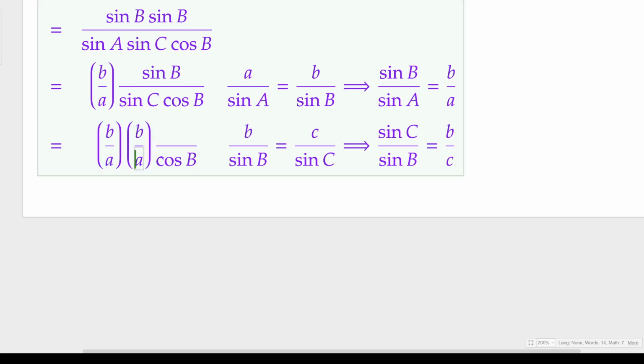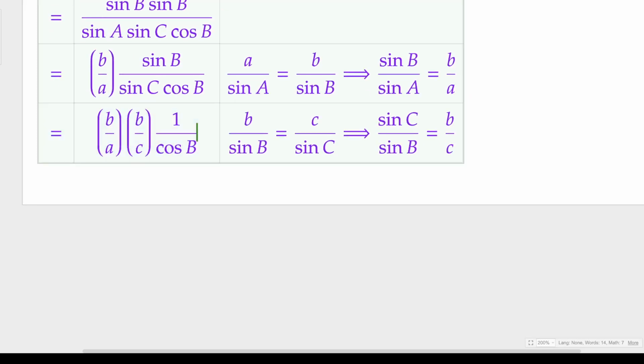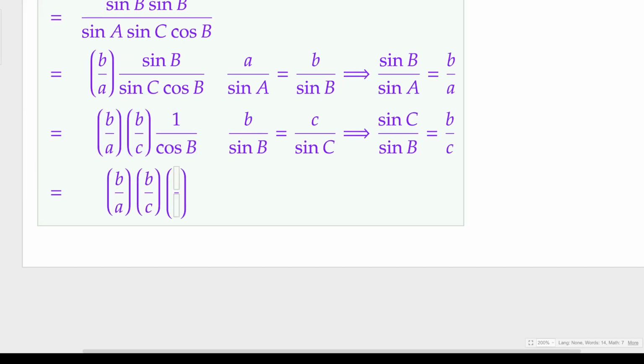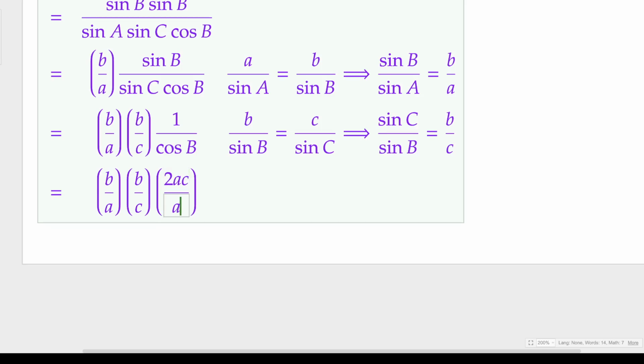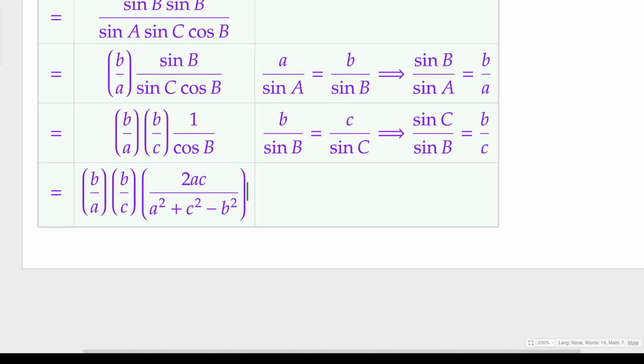And this 1 by cosine of B can be written as 2 times ac over a square plus c square minus b square. So I can write that instead of cosine of B, using the cosine rule. Now I'll proceed towards the next step. I can write this as 2 times ac over a square plus c square minus b square using the basic properties.